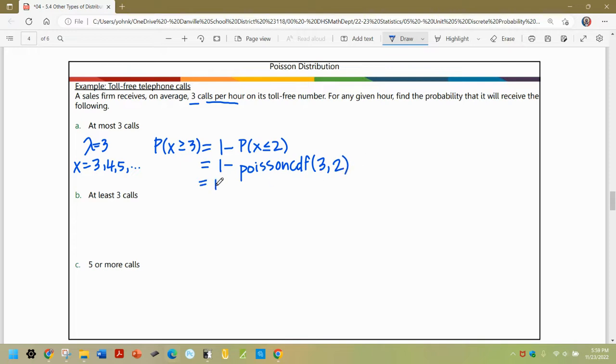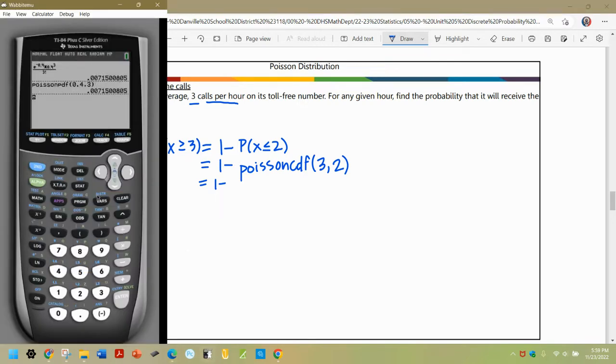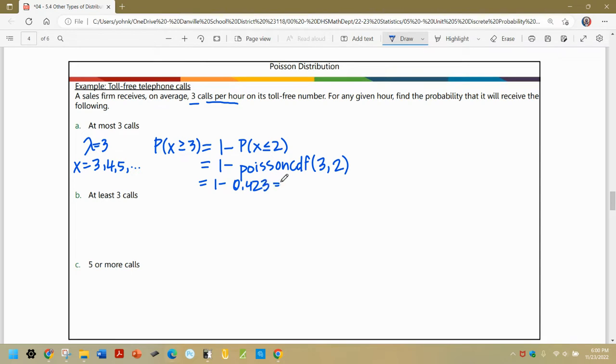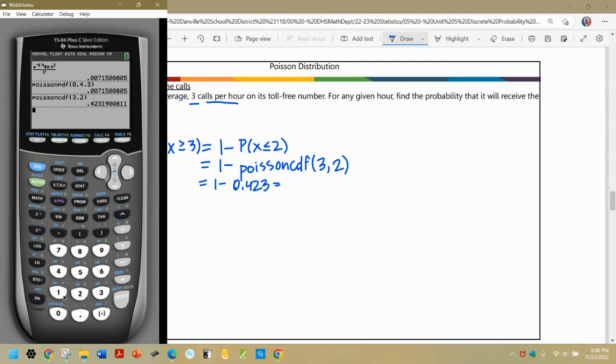So when I do this, I get 1 minus, well, let's go over to our calculator. Let's go to Poisson CDF. My lambda is 3, and I'm looking for 2. Hit enter. I have 0.423. Let's subtract that from 1. So I can do 1 minus 0.423, and I get 0.577.